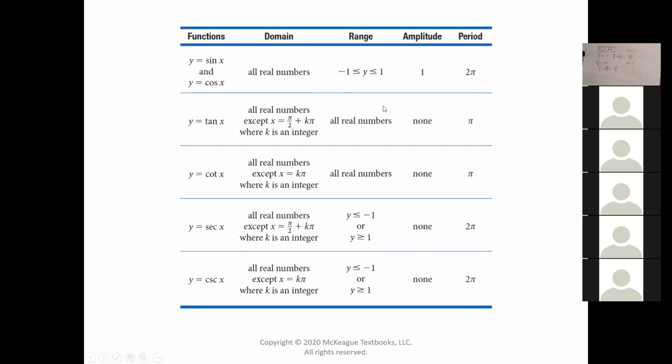So this table you might want to just kind of study over, ladies and gentlemen. That's a very valuable table. It not only gives you the domains and ranges of these functions, but it gives you the periods and also indicates the amplitudes here. So a very useful table there.